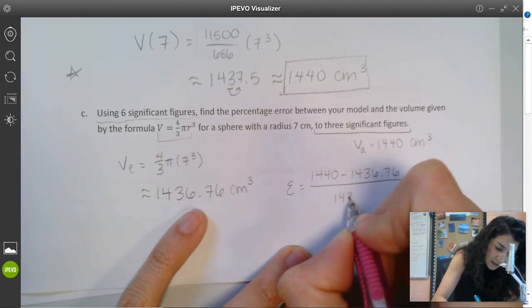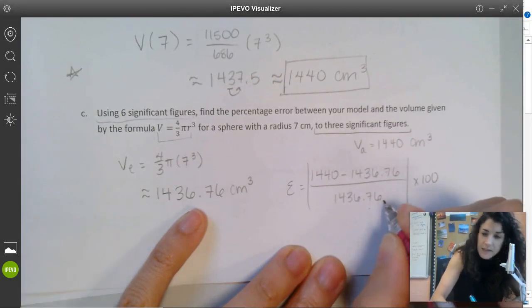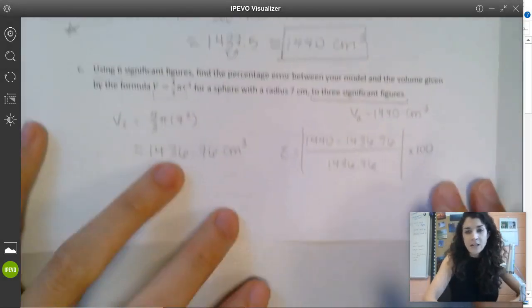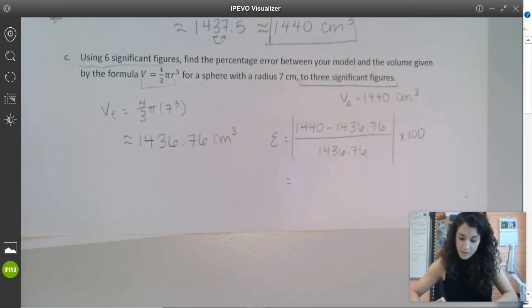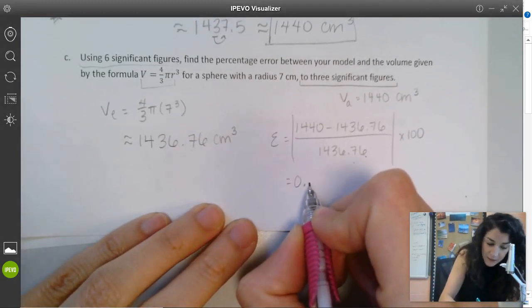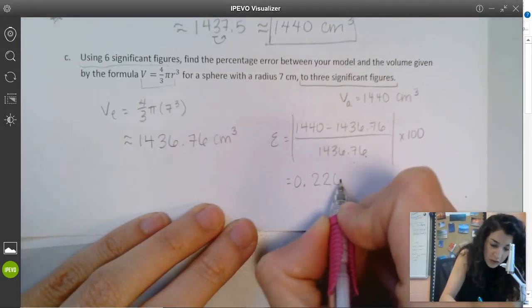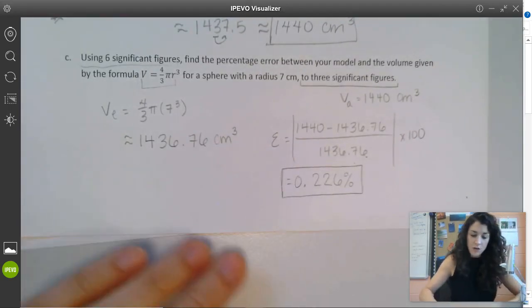Divided by the exact. The trickiest part is that we always mess up or mix around the exact value that we divide by. So I'm going to go ahead and plug that into my calculator. I encourage you to do the same to double check that you get the same answer as me. And I'm going to answer this to 3 significant figures. 0.226% is the answer that we get for our percentage error.